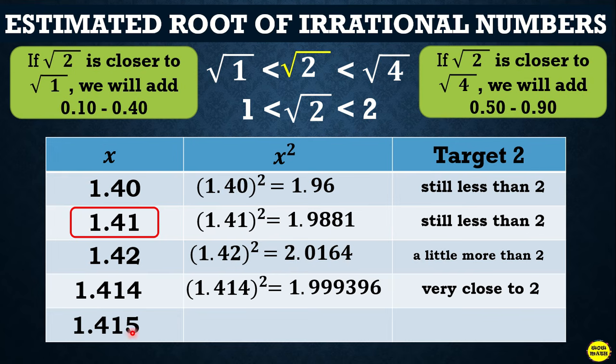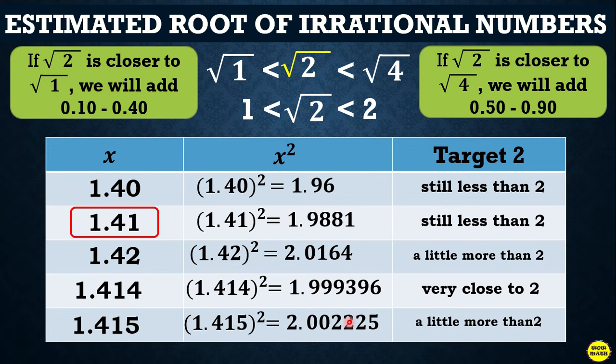So, tinaas ko ng konti. Let us get the square of 1.415, and that is 2.002225. So, as you can see, it is a little more than 2. So, ibig sabihin, ito na tayo. This is the estimated root of irrational number. So, dito tayo pupunta. Okay?